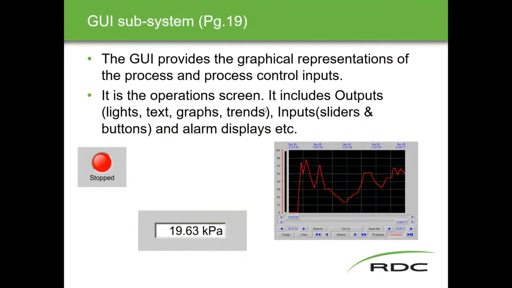Okay, the graphic user interface subsystem, and this is kind of something that's a little newer and more relevant to the HMI component here. When we typically think about HMIs, we think about this graphical user interface, or the pictures that we see and the input and output potential that we have in different function blocks within this graphical user interface. So the GUI, of course, provides that graphical representation of the process and the input, so we can get trends from it, bar graphs, tanks that change their levels in a dynamic format. It is the operations screen. So it has all that information that is collected and displayed for us so that we can make decisions.